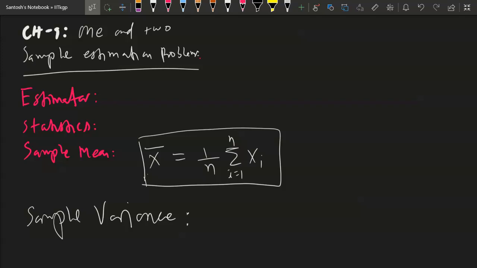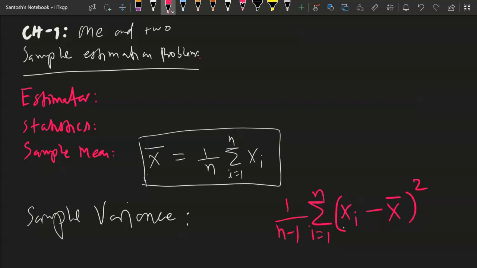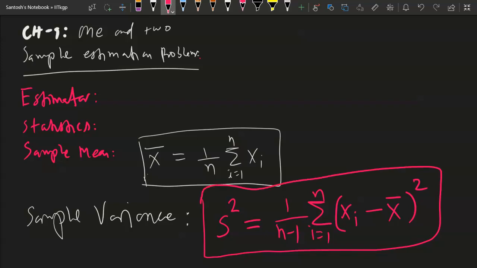The summation of the values minus the mean, and then square. This is half correct, but you tried. Values minus mean, i from 1 to n, we take the square, and 1 upon n minus 1. The notation is S square. So the sample variance is S square, and the meaning is this, 1 upon n minus 1. Just remember, it's not 1 upon n. This is called the sample variance of any sample.